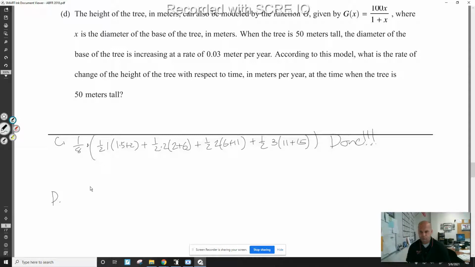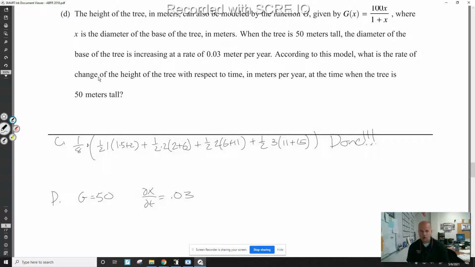Okay, so x is the diameter when the tree is 50 meters tall. Well, the height of the tree is given by g. So when g is 50, the diameter is increasing at a rate of 0.03 meters per year. Increasing at a rate per year. This is a related rate question. This is a dx/dt. dx/dt would be the rate at which the diameter is increasing. That's 0.03.